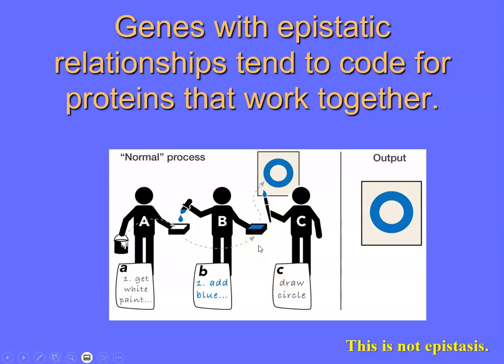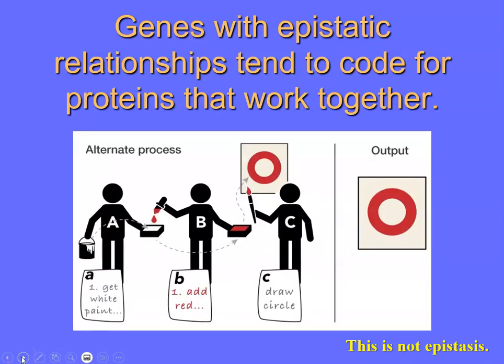So like what we're seeing with inheritance, there could be different versions of this process. So maybe instead of person B adding the blue tint to the white paint, they add red tint. The operation of the process is still the same. Person A still gets white paint. Person B now is adding something, but it's red instead of blue. And person C is still drawing a circle, except now the output is a red circle.